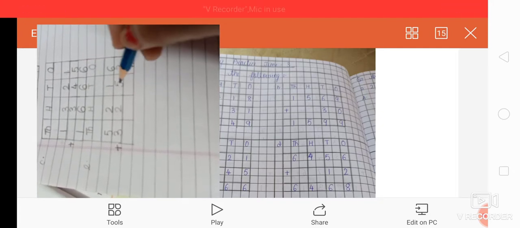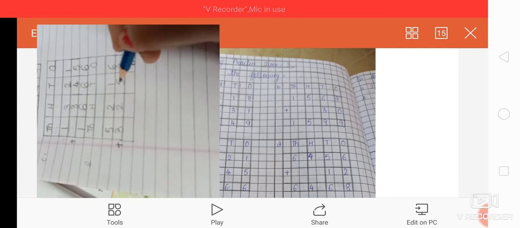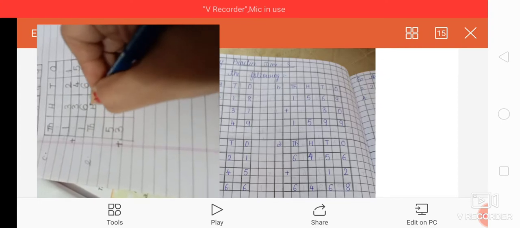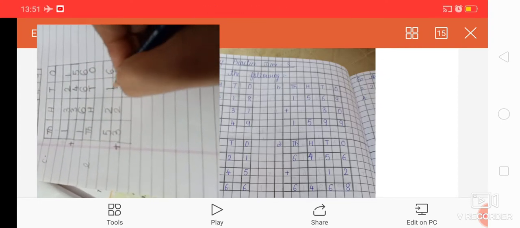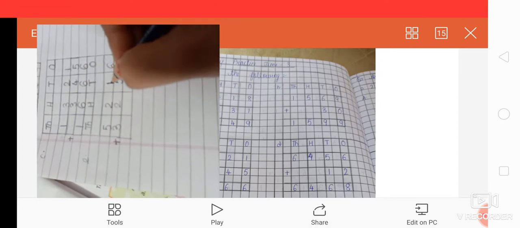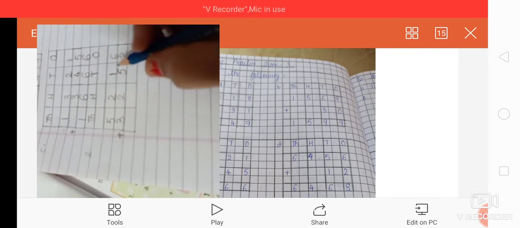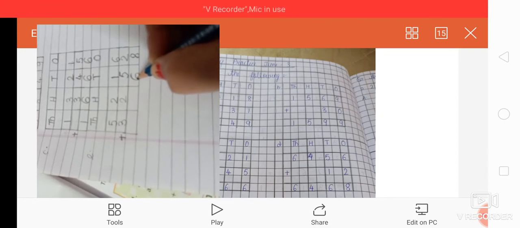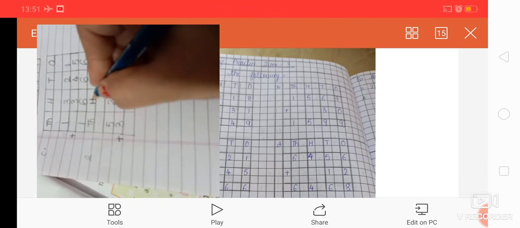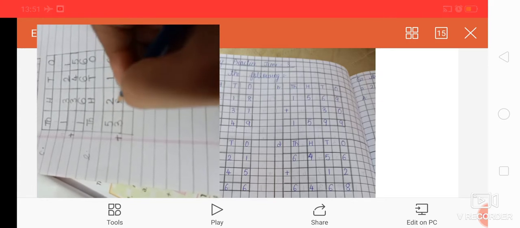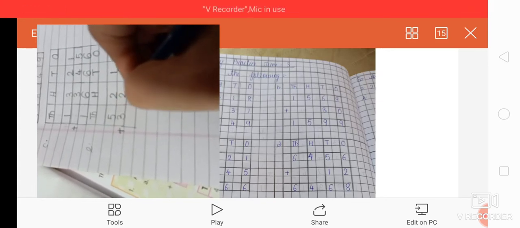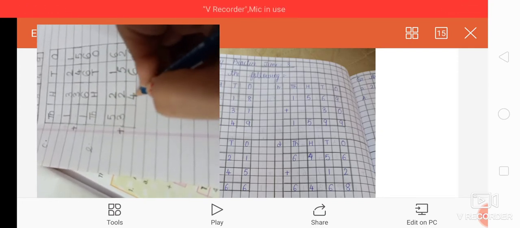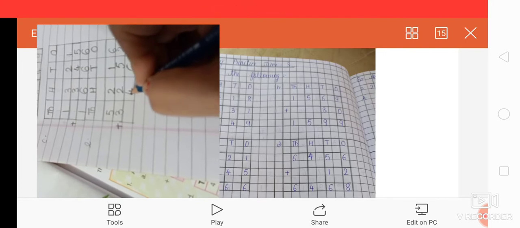Then we add the numbers on the tens place. What is the number on the tens place? 1 plus 5. When we take one finger and 5 fingers, what is the answer? We get 6. 1 plus 5 is 6. Then we add the numbers on the hundreds place. 2 plus 2. When we add 2 plus 2, we get 4.